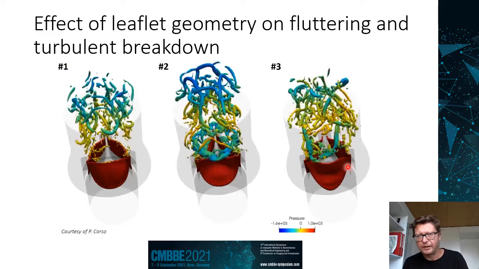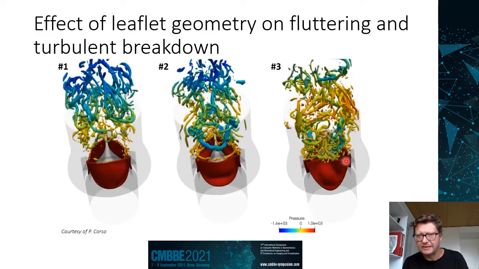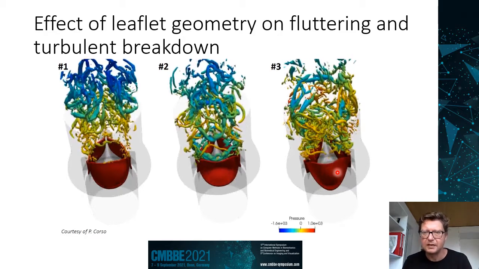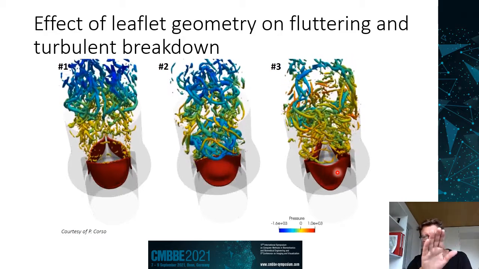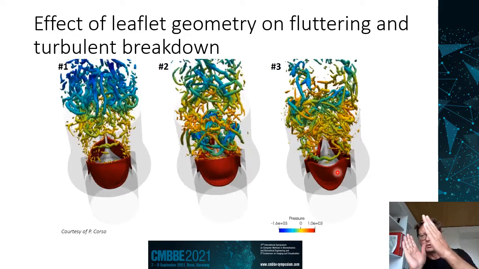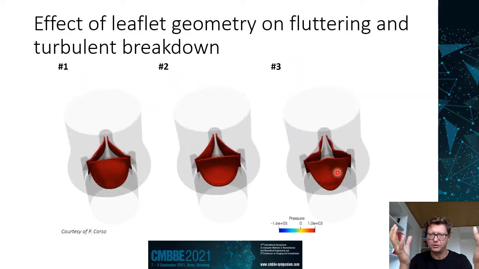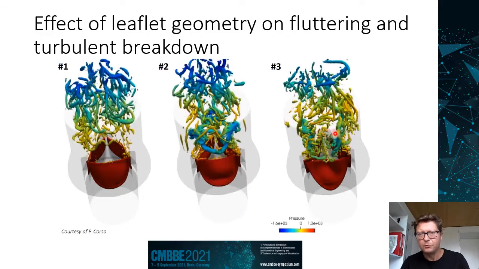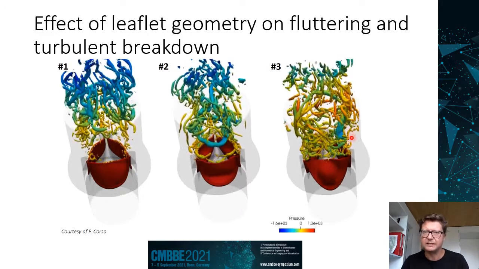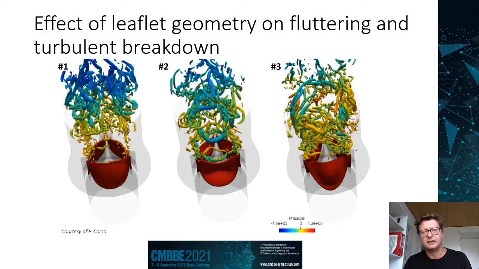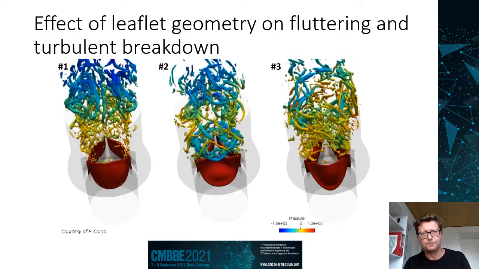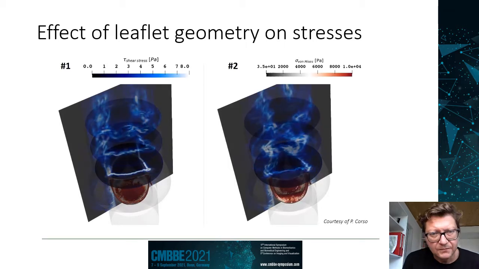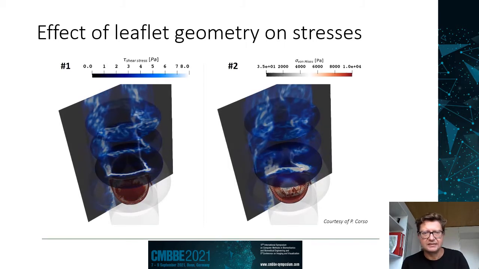The third configuration, on the right-hand side, is the most complex situation where the fluttering is asynchronous. So as one of the leaflets is opening up a bit more, the other one is closing and vice versa. So they're not moving synchronously, and the flow past this valve is the most complex with the most intense breakdown to turbulent flow. This is also reflected in the shear stresses, in the viscous shear stresses in the flow.